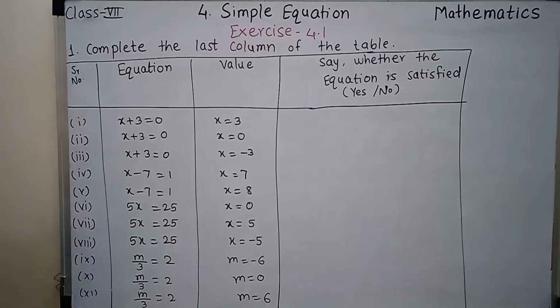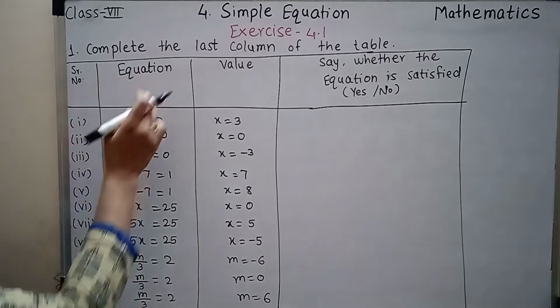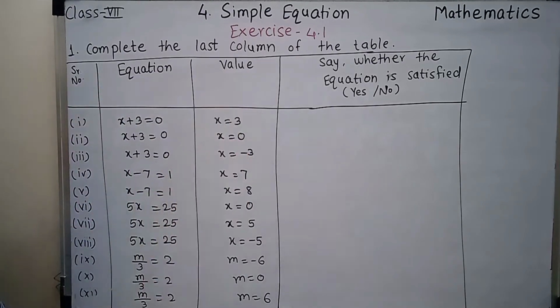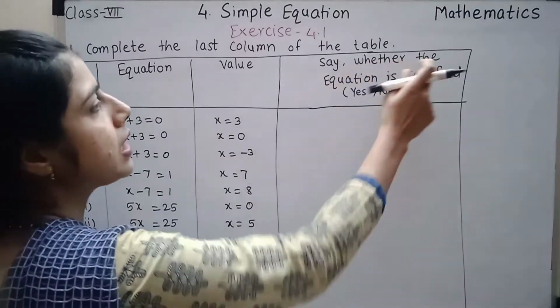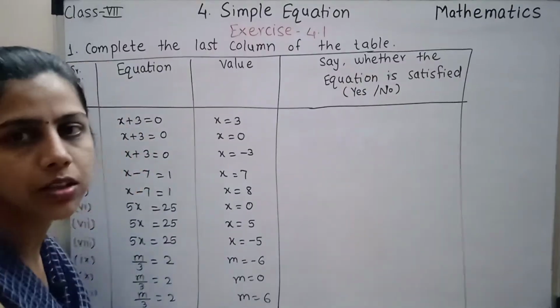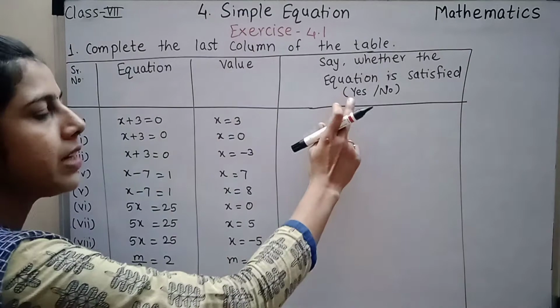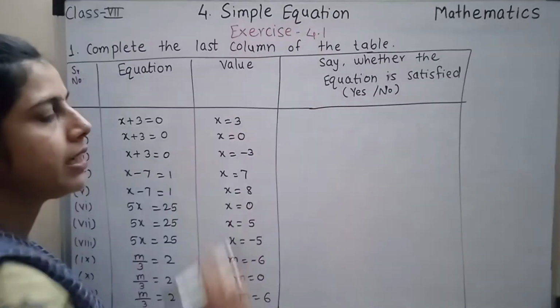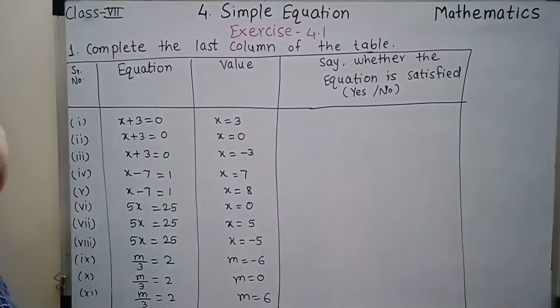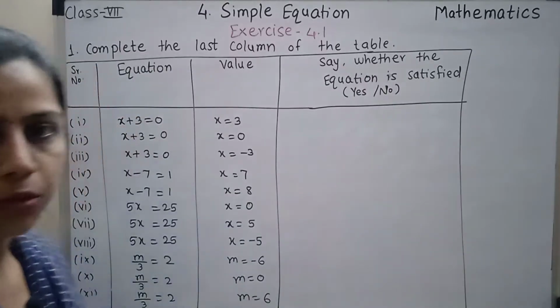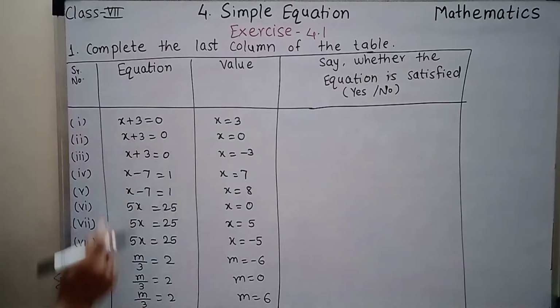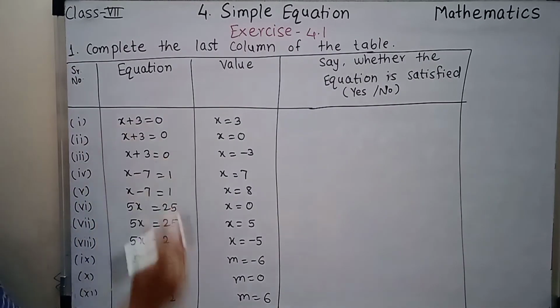Okay. The first question is: complete the last column of the table. Here we have been given an equation, and its value is also given. No need to solve the equation. We need to say whether the equation is satisfied or not. If it is satisfied, we need to write S, and if it is not satisfied, we need to write no. So the first equation is x plus 3 equal to 0.